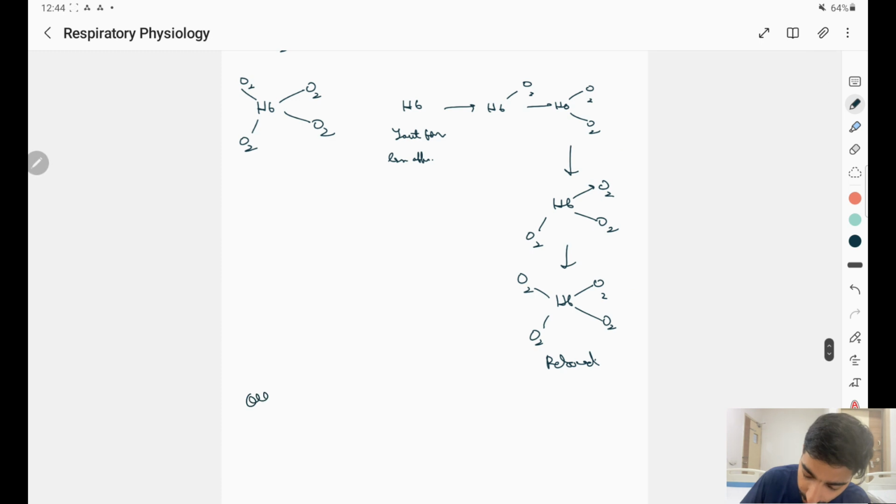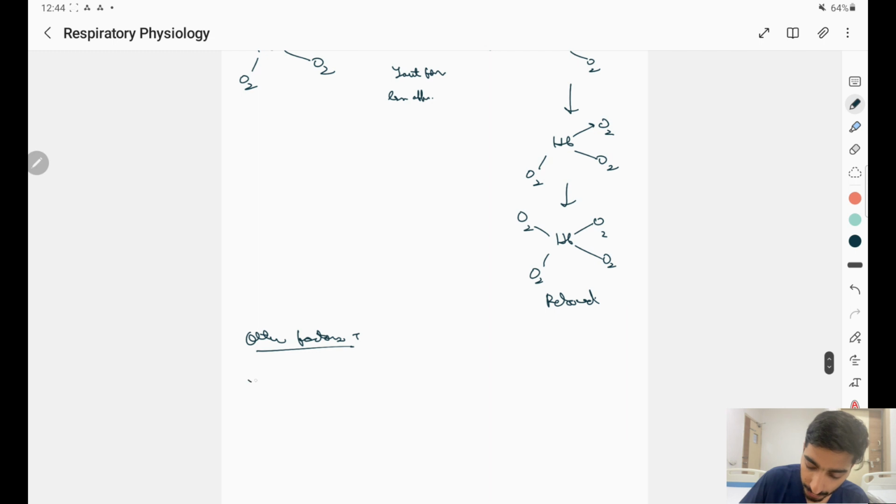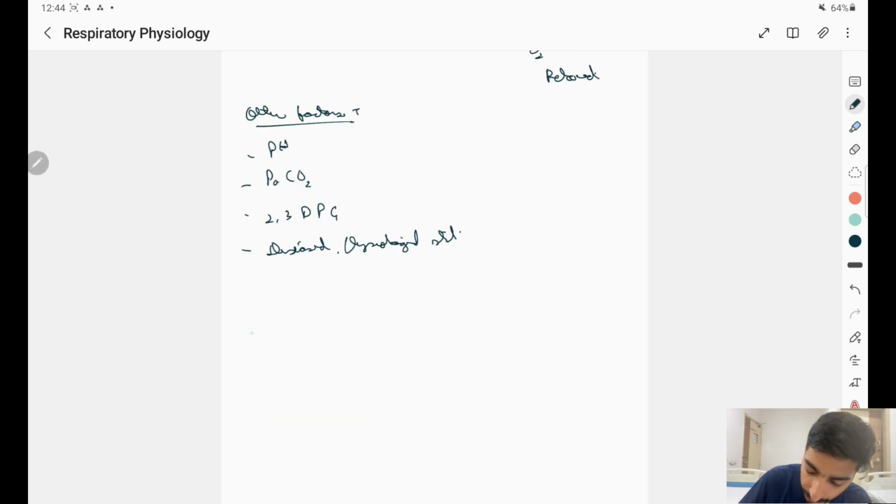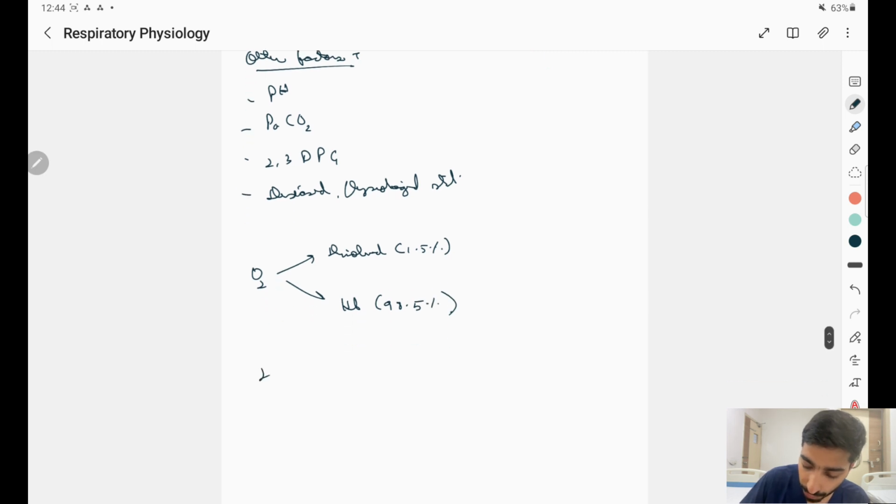Now there are other factors which influence the binding of oxygen to hemoglobin. These are pH, PaCO2, 2,3-DPG levels, or any diseased or physiological states. These will be discussed later. Now we read that oxygen is carried in 2 forms. One is dissolved, which is very low, it is only 1.5%, and the other is bound to Hb, which is 98.5%. Now, however small this dissolved form is, it is still very important in disease states.